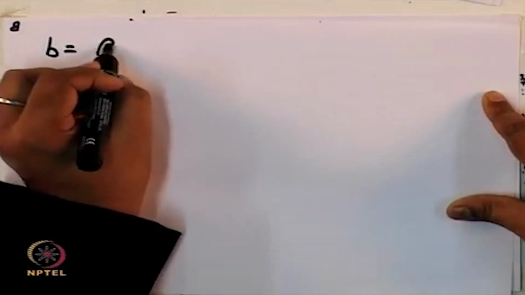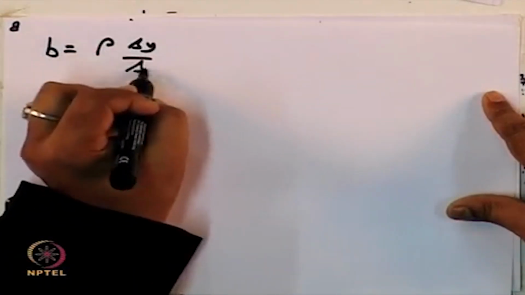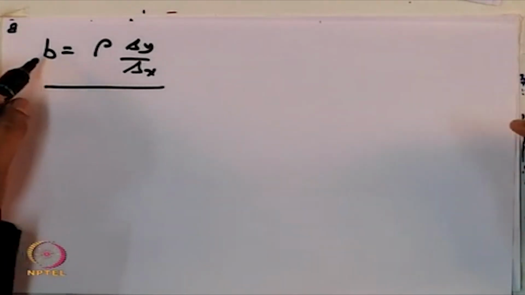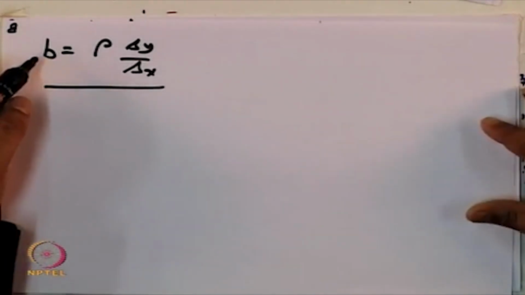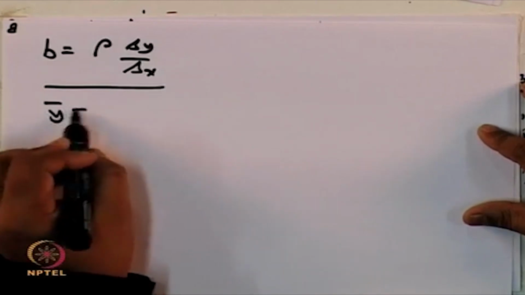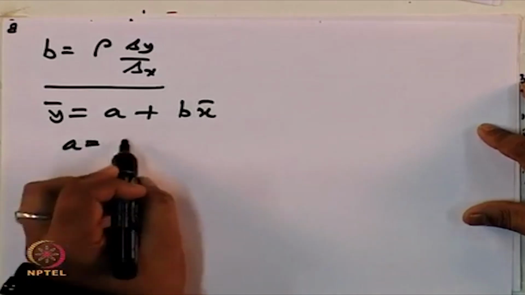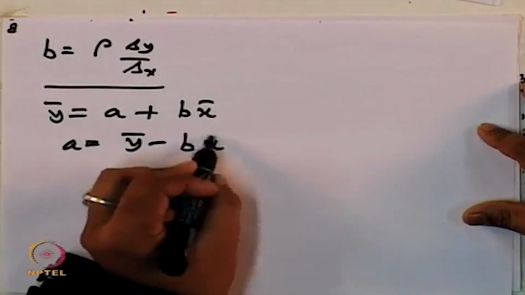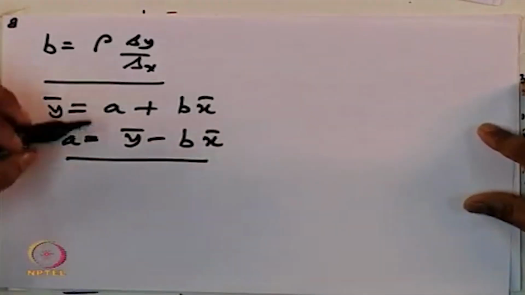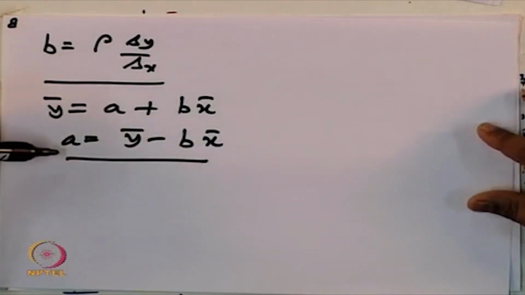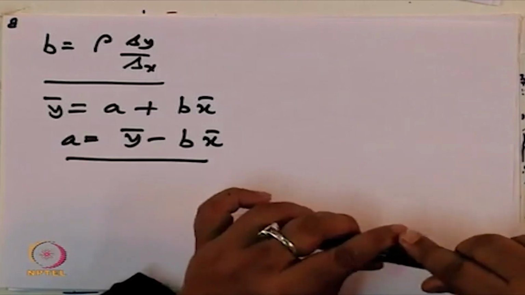So, I can determine my b is equal to rho times s y by s x. So, b is the second coefficient I have determined, and I have the other equation y bar is equal to a plus b x bar. So, a is nothing but y bar minus b x bar. Once I know b, I can determine what a is. Okay. So, let us work out a specific case and see what value we get for x and y.